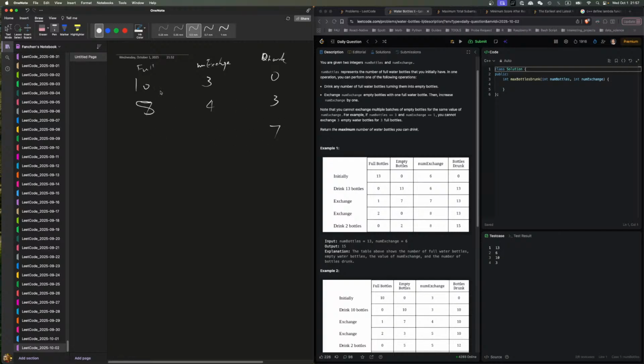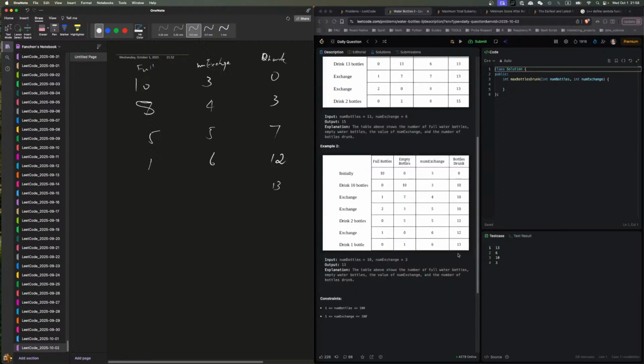Right, I'll drink 4, and then I'll add 1, so it'll be 5. Then I'll drink 5, then it will be 12. And then this will be 1, because I drink 5, I give 1, and so it'll be 6. And at the end, I will drink 1, so it'll be 13. Yeah, I think we can just simulate this whole thing.